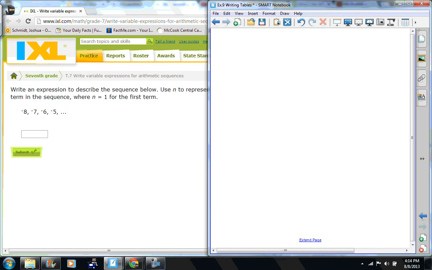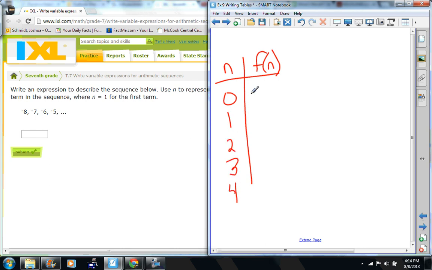So for this one, same idea. Now, to make life easier, since we have n and f of n, I'm going to start with 0, 1, 2, 3, and 4. And then this is negative 8, because that's our first term. Negative 7, negative 6, negative 5. So then if we're making the pattern, this has to be negative 9. So our pattern looks to be going up by 1. So 1, 1, 1, 1.